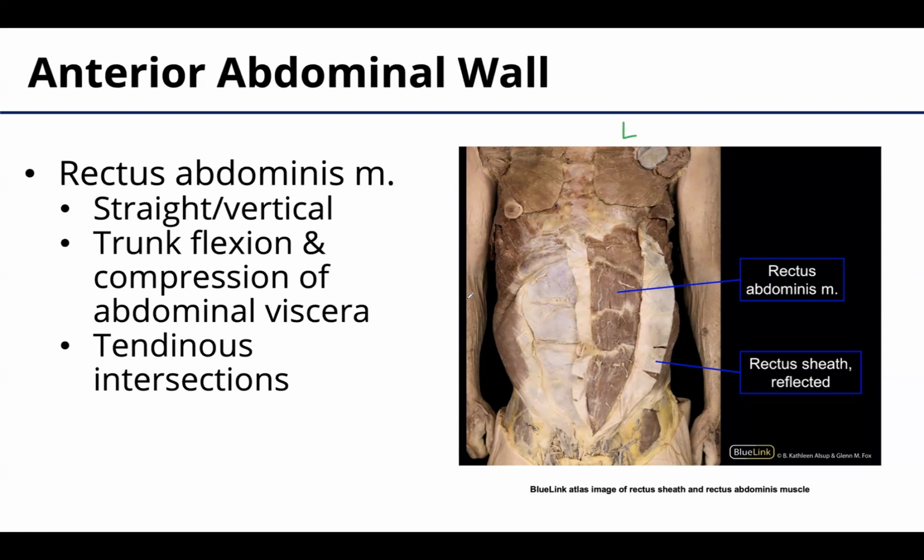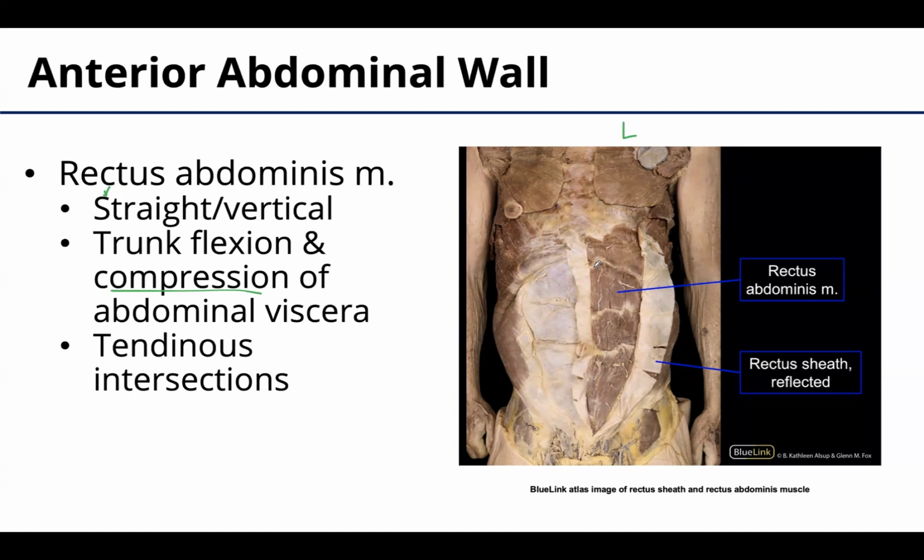This is a straight or vertical muscle. Rectus actually means straight. And similar to the oblique muscles, the rectus abdominis will function in compressing abdominal viscera. That's a very important function of the musculature here. Rectus abdominis will also play a role in flexion of the trunk.